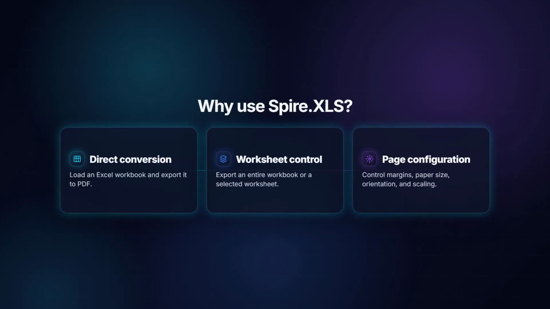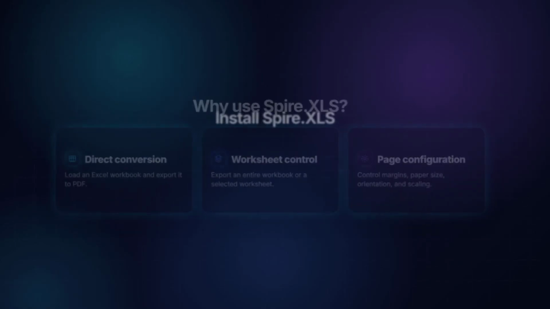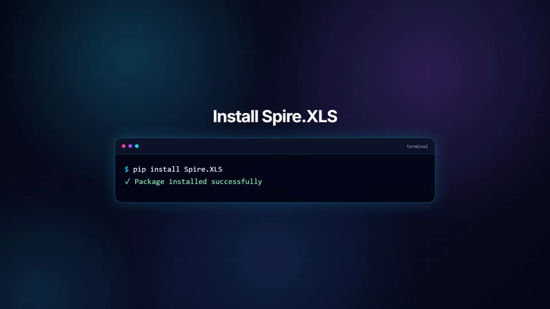Spire.XLS handles the conversion directly in Python. You can export the full workbook or an individual worksheet, then adjust page settings to control how the PDF is laid out. Getting started is straightforward.